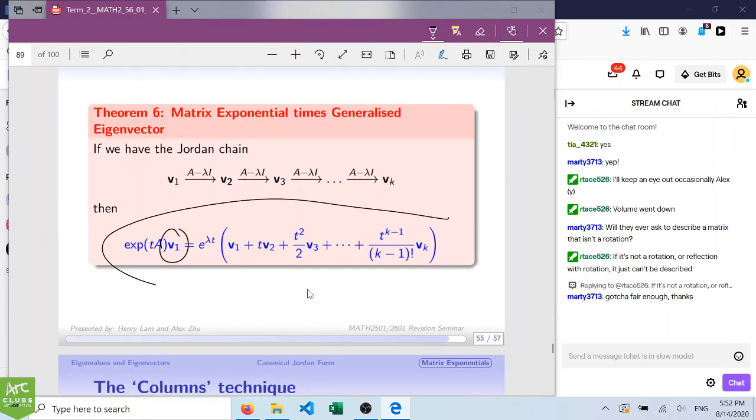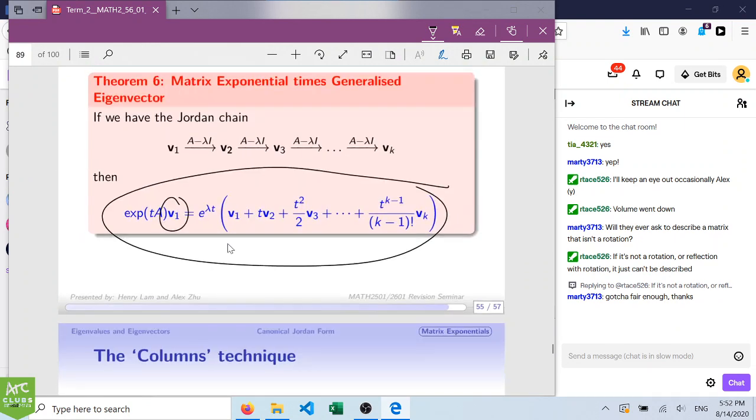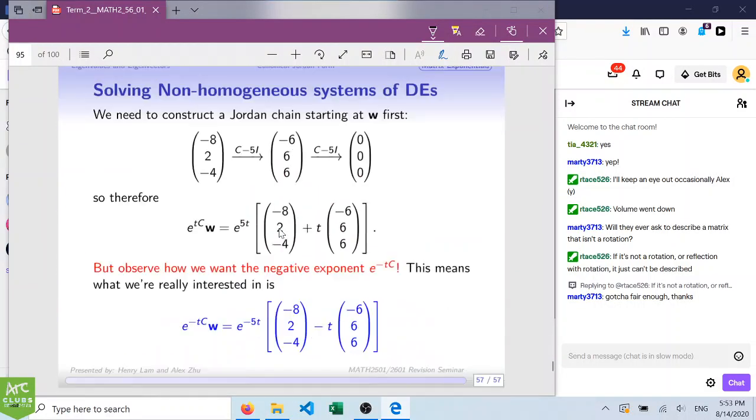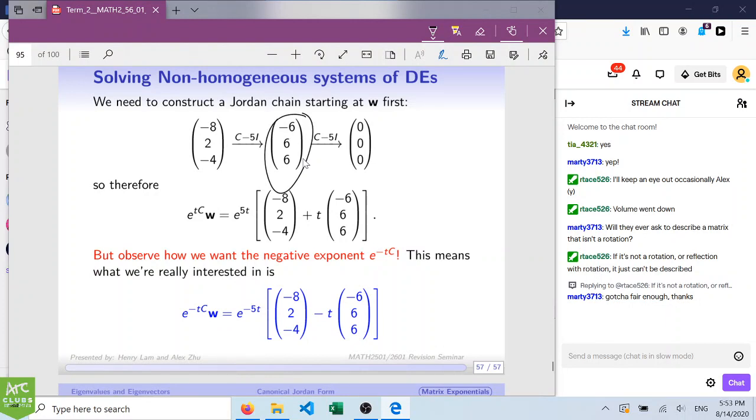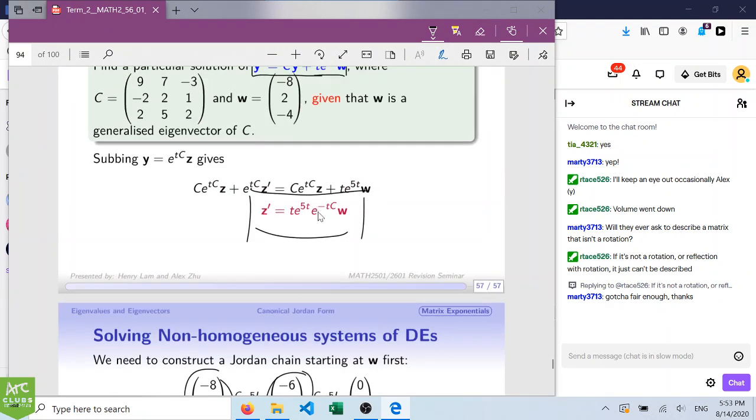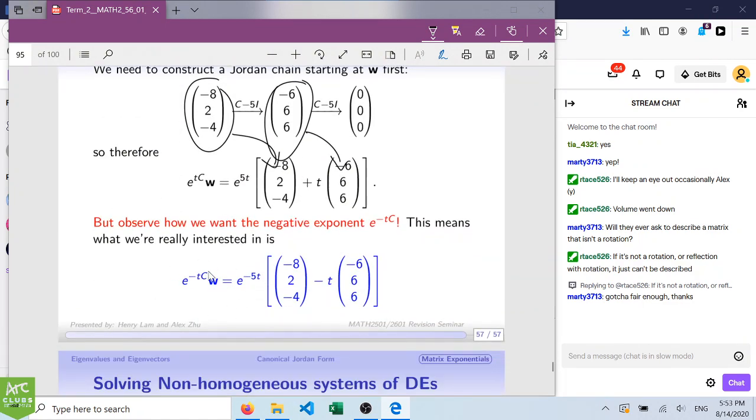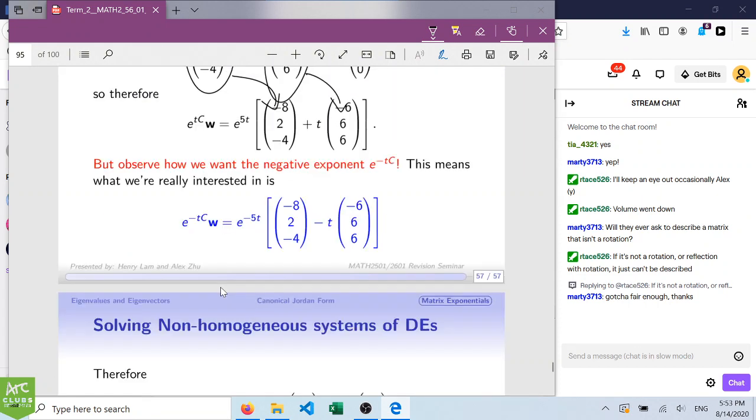You just use this: the exponential of tA is e to the lambda t times (v1 plus t v2). That's what we did over here. Chuck it in, flip this in reverse, plug it in here, flip this, plug it in here. That's the column method, and it's a lot faster. Finally, we just need to observe that we're looking at e to the minus tc, not e to the positive tc, so we flip the sign by substituting t with minus t because it's a dummy variable.